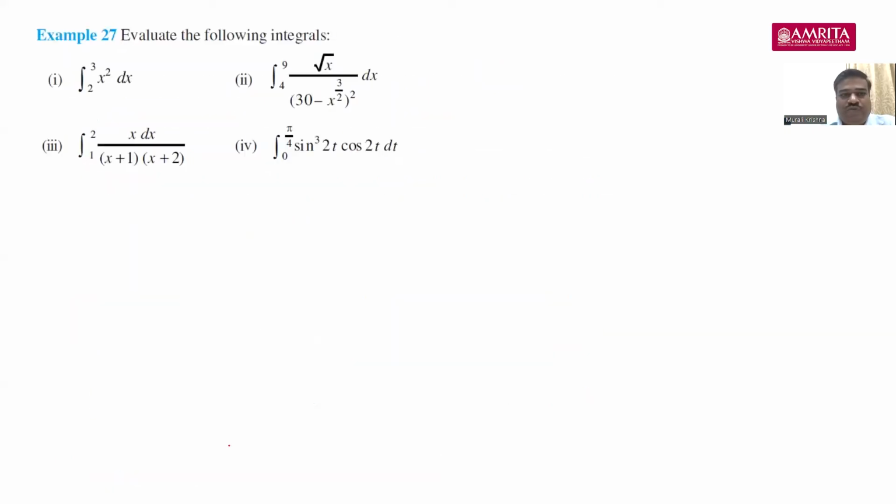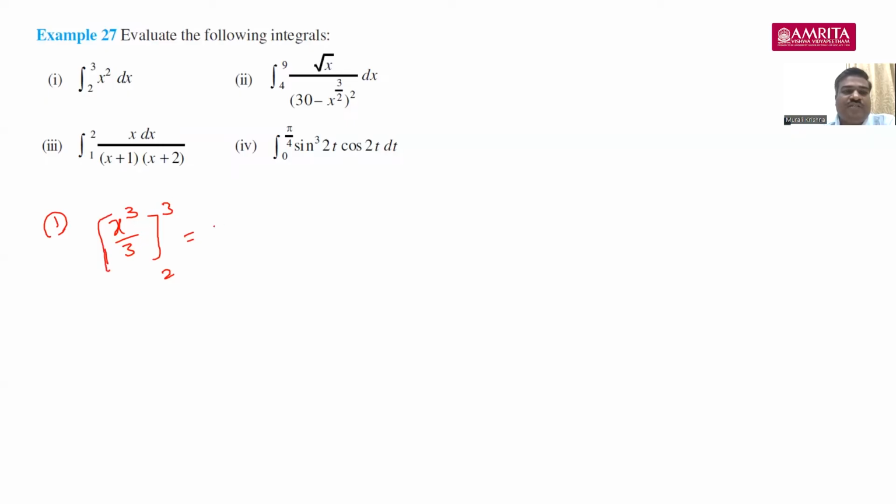So let me go through some simple examples as given in the textbook of your CBSE syllabus. First question here, everyone can see this: integral 2 to 3 x square dx. The first question answer is simple. Hope everyone knows the integration formula of x square is x cube by 3 under the limits of 2 to 3. So this x cube by 3 is our capital F of x.